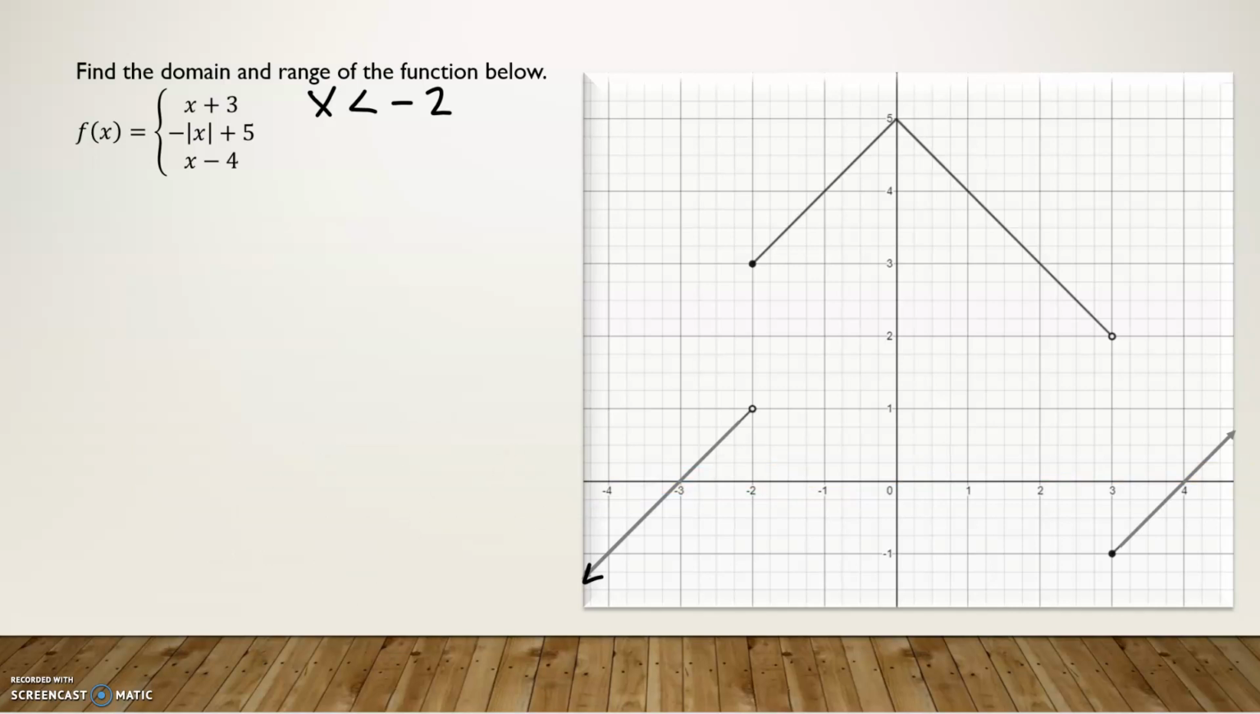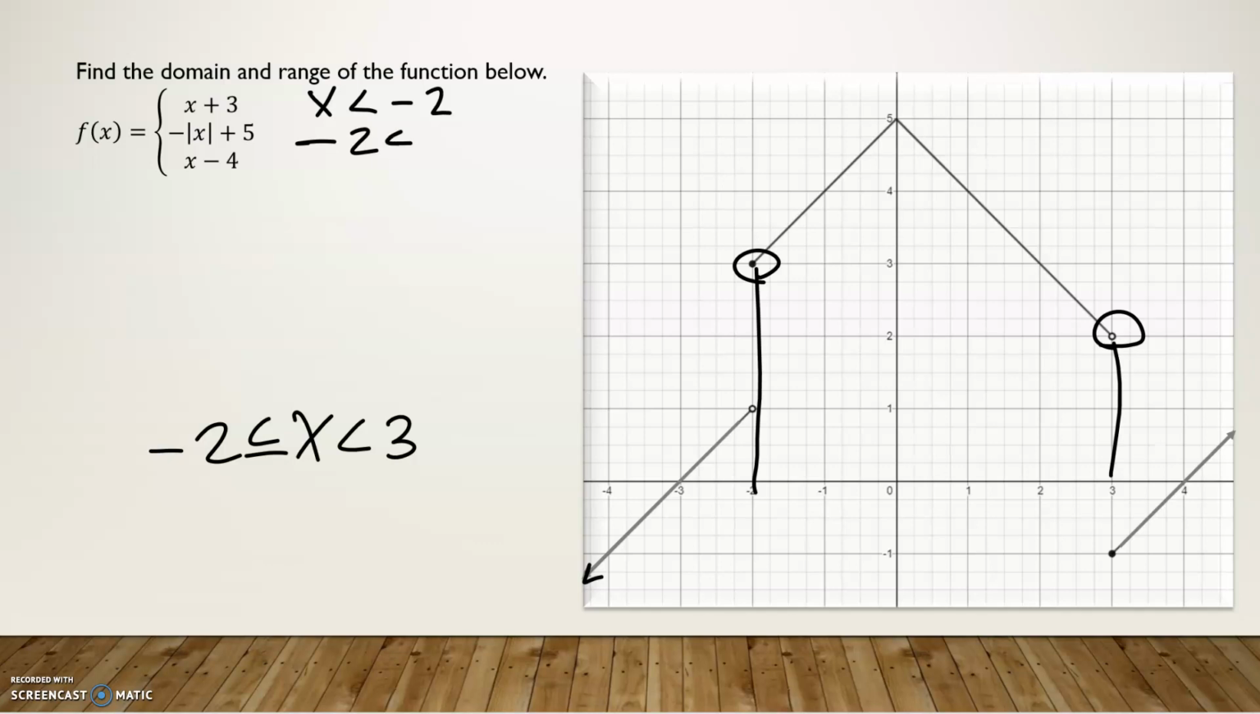Okay. And then we'll look at this V shape. It looks like it goes between negative 2 and 3. It includes the negative 2, but it doesn't include the 3. So x goes between those two: negative 2 less than or equal to x less than 3.